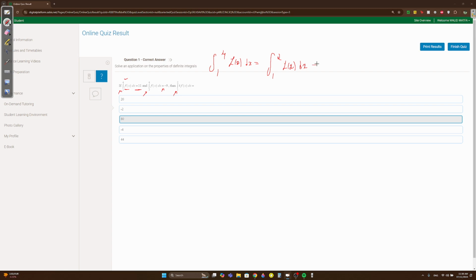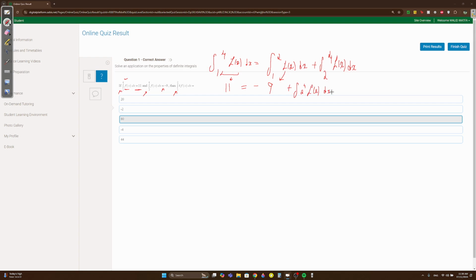Integral, and then plus integral 2 to 4 f of x dx. Now you can substitute, because they told us that 1 to 4 is equal to 11. They told us that 2 to 4 is equal to minus 9, so substitute all this with 11, and all this with minus 9. And then 2 to 4, we're trying to find it, so we're just going to keep it as integral 2 to 4 f of x dx.